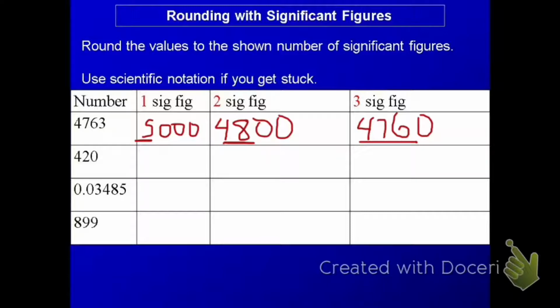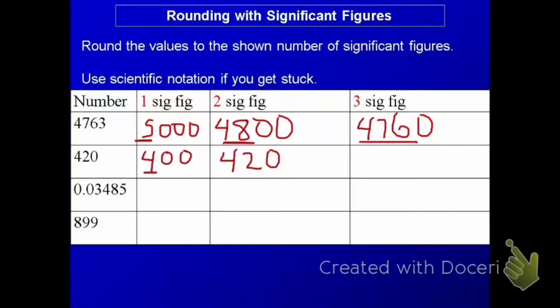Now let's do the same for 420. We're going to round to one significant digit. So that will be 400. And there's our one significant digit. For two significant digits, we will have 420. The 0 does not have a decimal point, so it is just a placeholder.